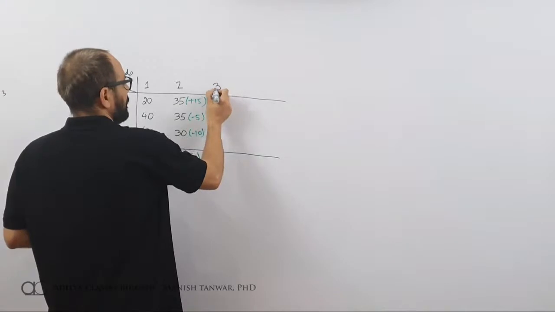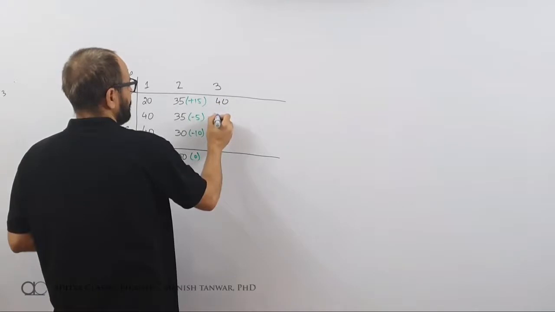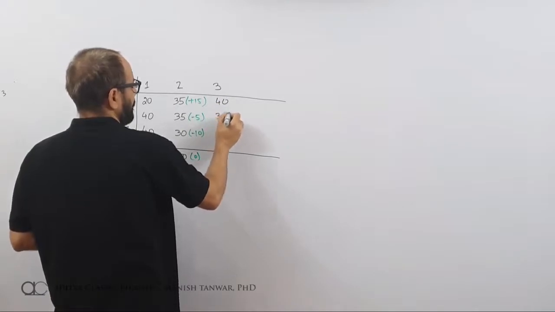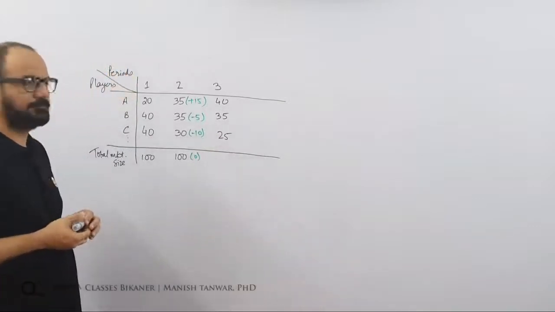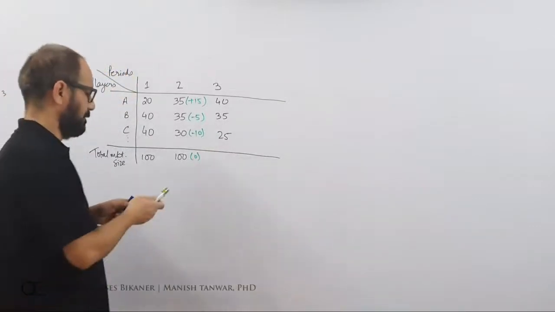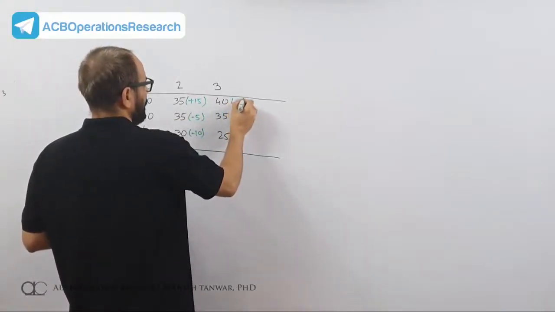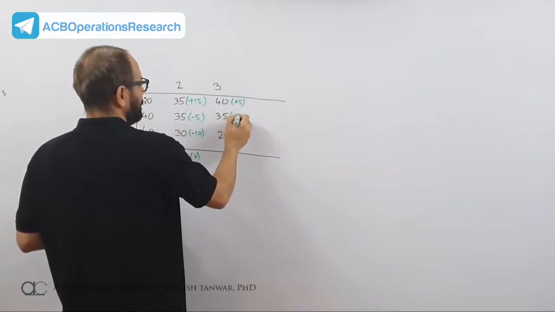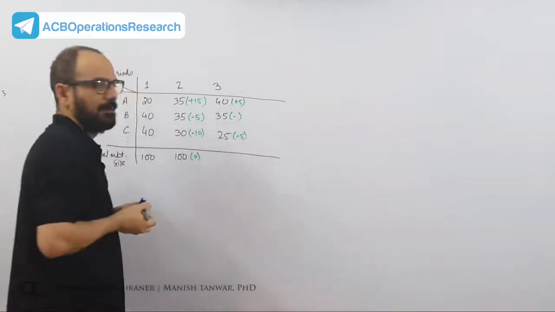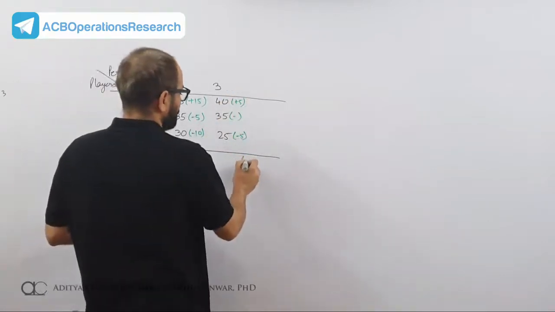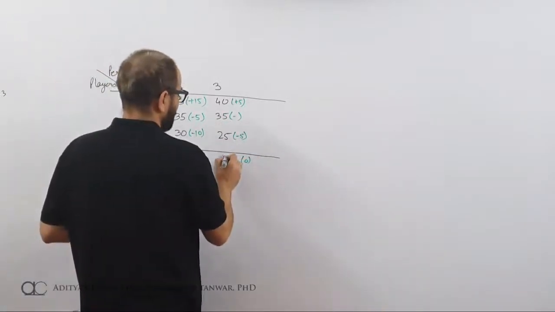Suppose our shares for period 3 change to, let's say, 40, 35 and 25. What is the scenario? If we talk of incremental change, 35 has gone up to 40, meaning a plus 5. 35 is still at 35. 30 has come down to 25. And what is the total scenario? The total is still 0. And what about the market? The market is still at 100.